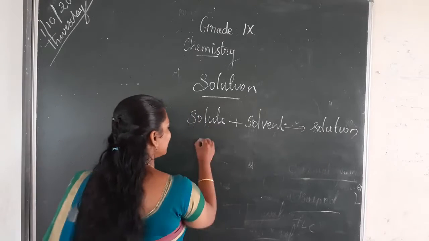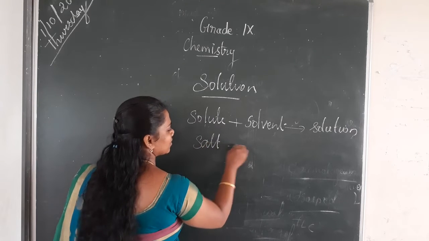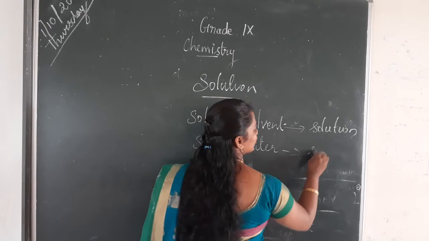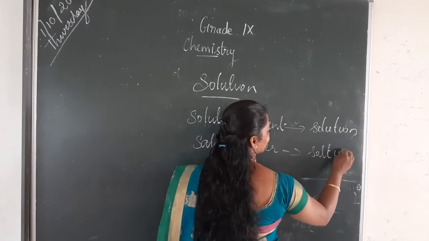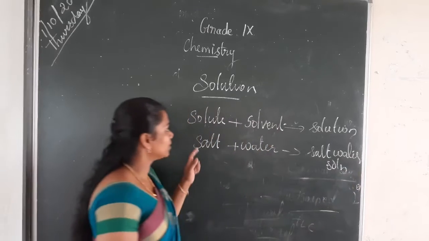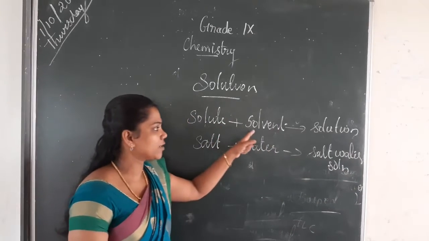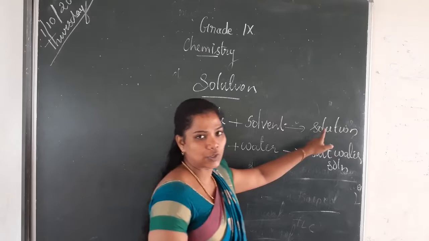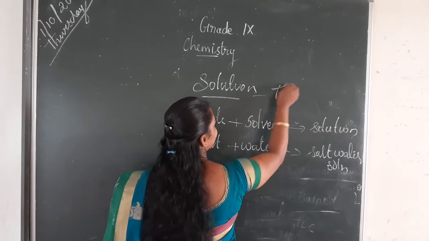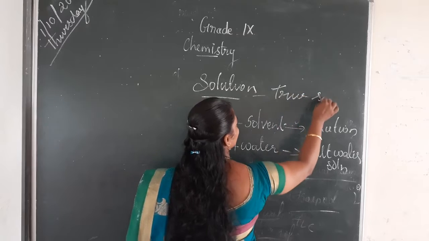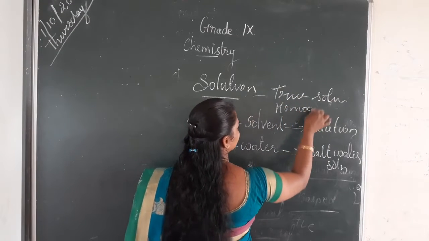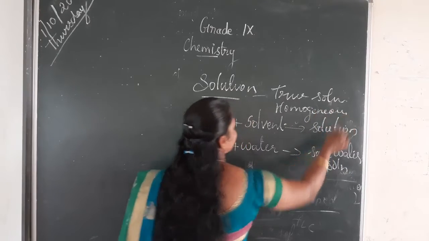For example, salt. When it gets dissolved in water, it forms a salt water solution. So what is a solution? When a solute is dissolved in the solvent, it forms a solution. And the solution is mostly homogeneous in nature. A solution can also be called a true solution. Mostly the solution will be homogeneous.